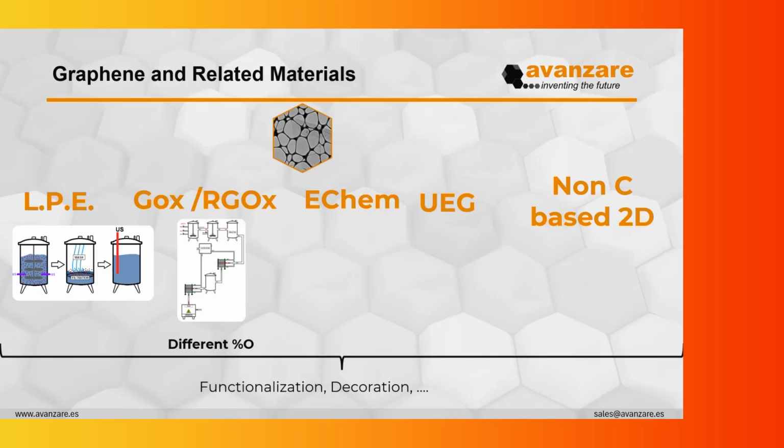And we produce different graphene materials, carbon-based and non-carbon-based, and we make different things with these materials, and then we introduce them in the matrix. This is the business that we do.